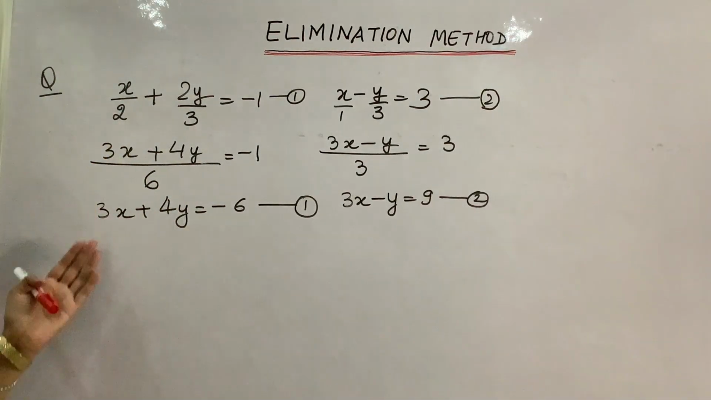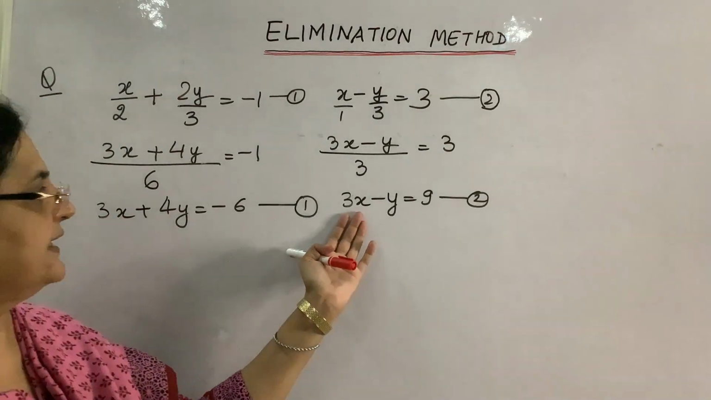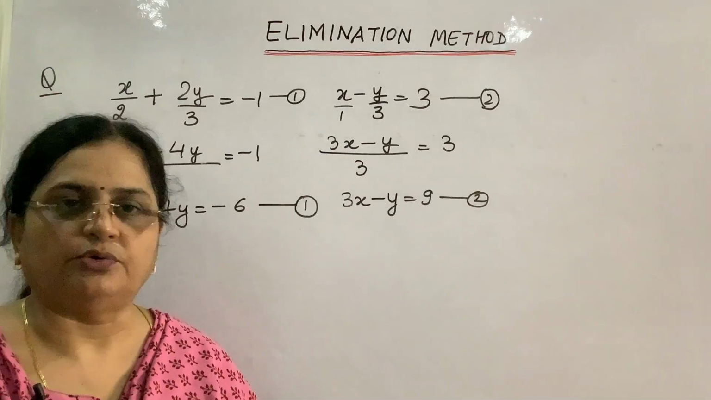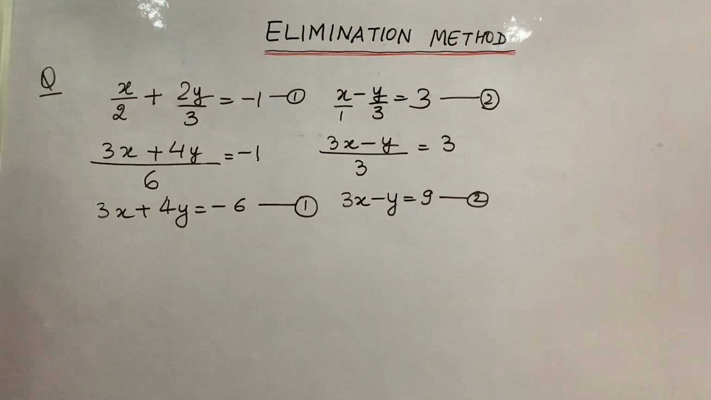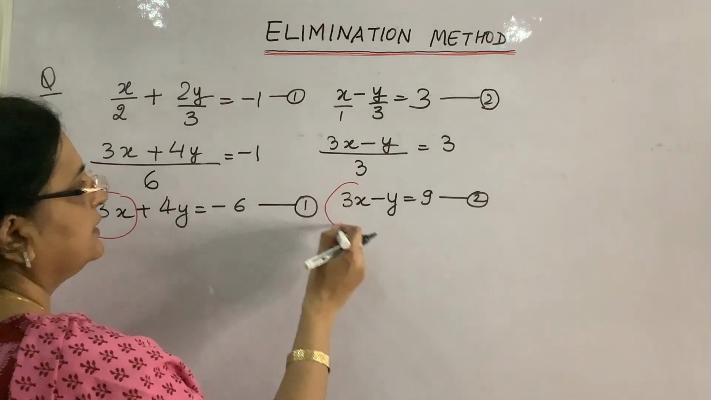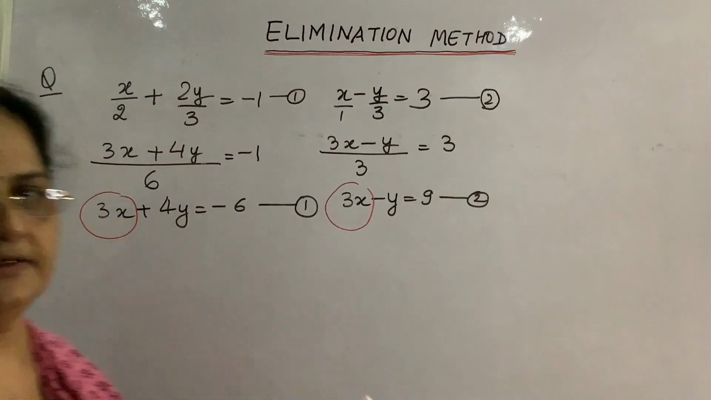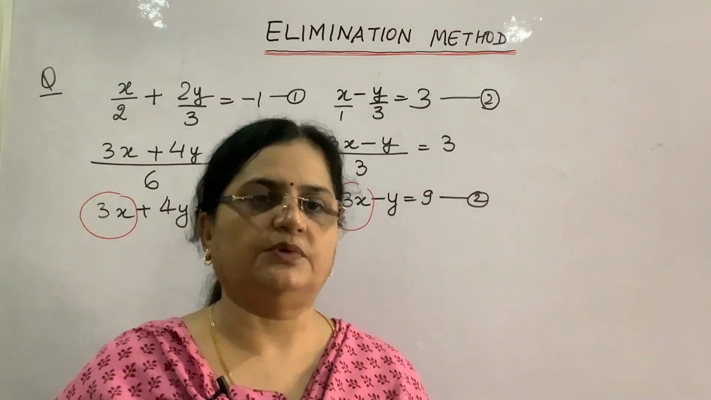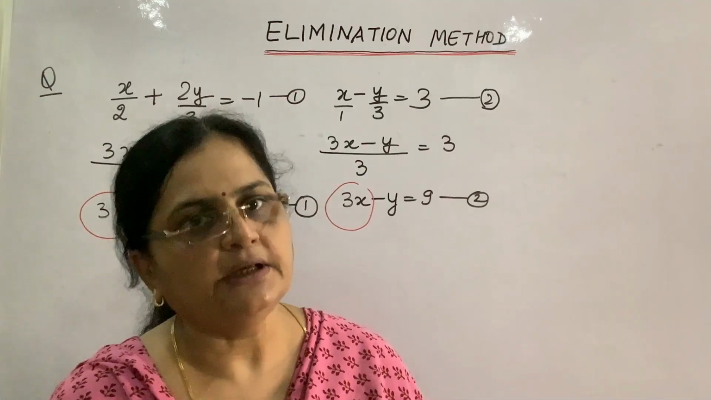So the first equation I have is 3x plus 4y is equal to minus 6, and the second equation I have is 3x minus y is equal to 9. If you look at these equations, you see that already, just because you have simplified, you have got the coefficients of x as the same, plus 3 here and plus 3 here. So we don't have to multiply these equations by any number. The coefficients are already equal.